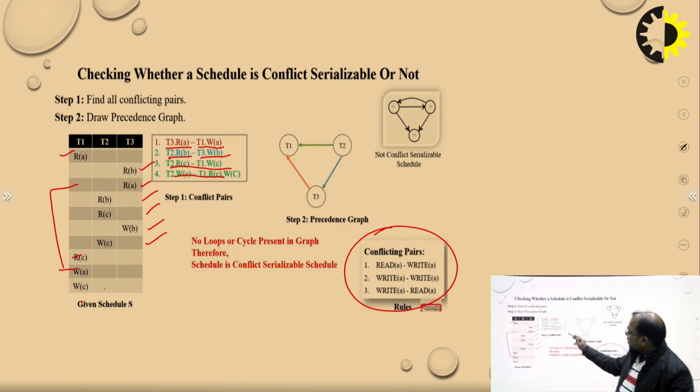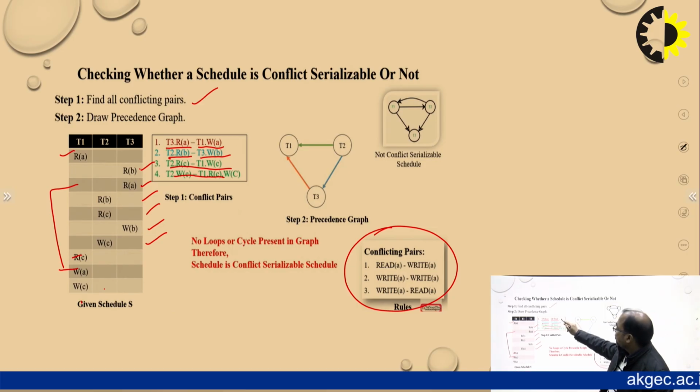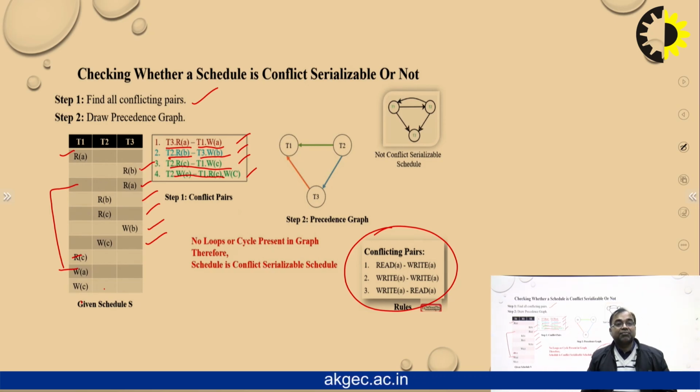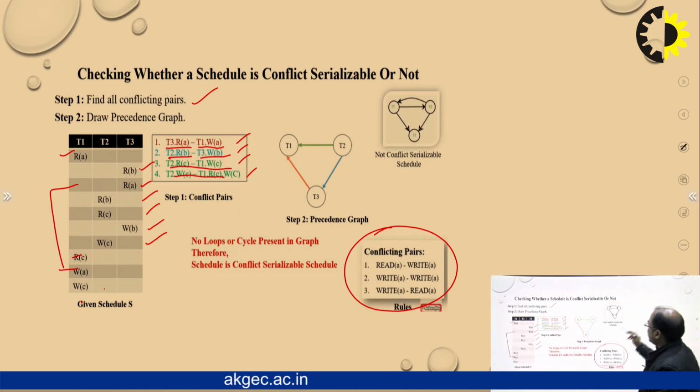Okay, there is a WC also in this, so we can write this over here. So we just find the first step, we complete: find all the conflicting pairs. 1, 2, 3 and 4 conflicting pairs are there. Now the second step is to draw the precedence graph. How do we draw the precedence graph? We can see, we draw the precedence graph.